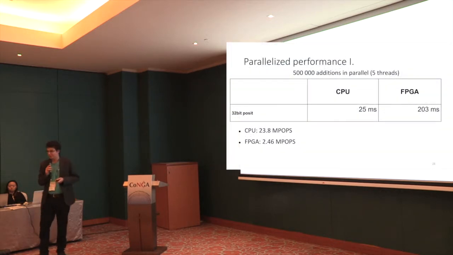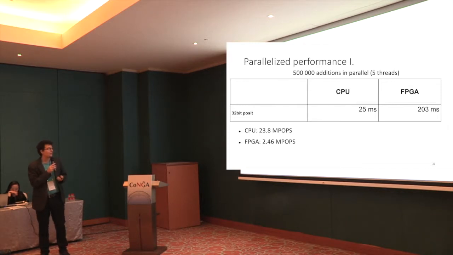So we also made a parallelized performance test. As you can see, with the 32-bit Posits, we have made 500,000 additions in parallel on 5 threads, so 100,000 additions on each thread. And on the FPGA, it took exactly the same time as adding 100,000 Posits in only 1 thread. So it is really scalable in parallelization. While the CPU ran out of physical cores, because we use 5 threads and it has only 4 physical cores, so the CPU took almost twice the time to perform the 500,000 additions.